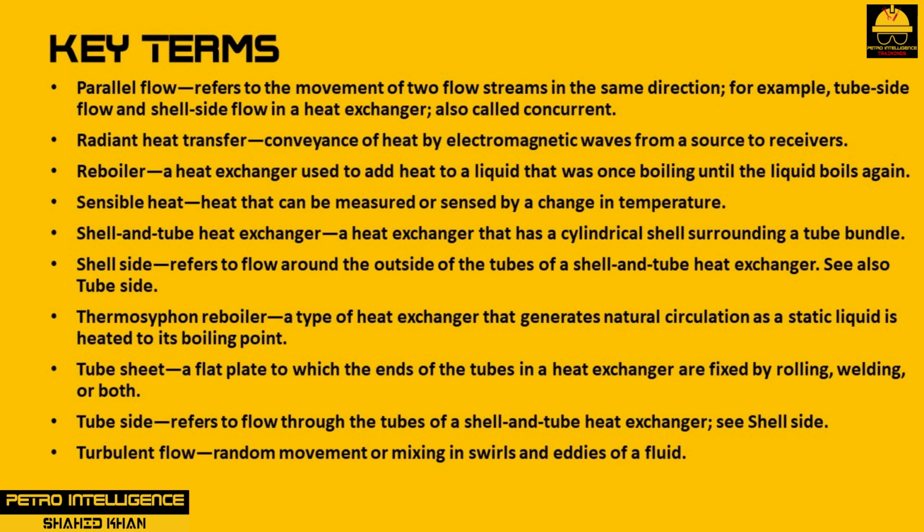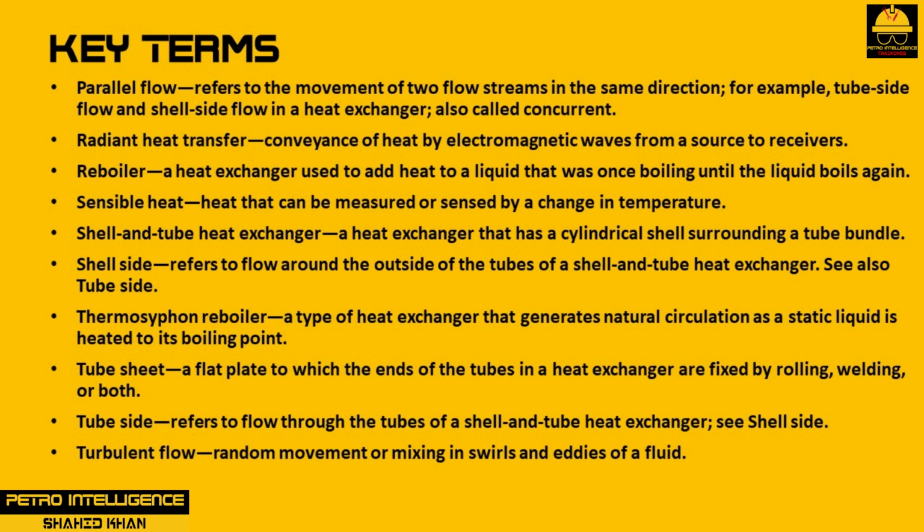Parallel flow refers to the movement of two flow streams in the same direction, for example, tube side flow and shell side flow in a heat exchanger, also called concurrent. Radiant heat transfer is conveyance of heat by electromagnetic waves from a source to receivers. Reboiler is a heat exchanger used to add heat to a liquid that was once boiling until the liquid boils again. Sensible heat is heat that can be measured or sensed by a change in temperature.